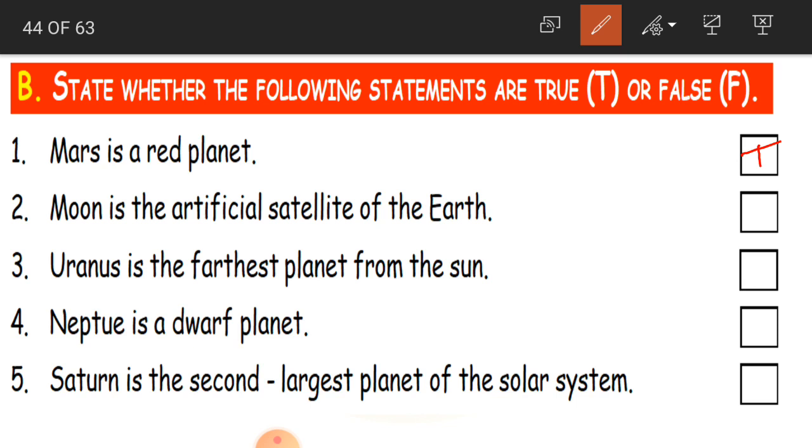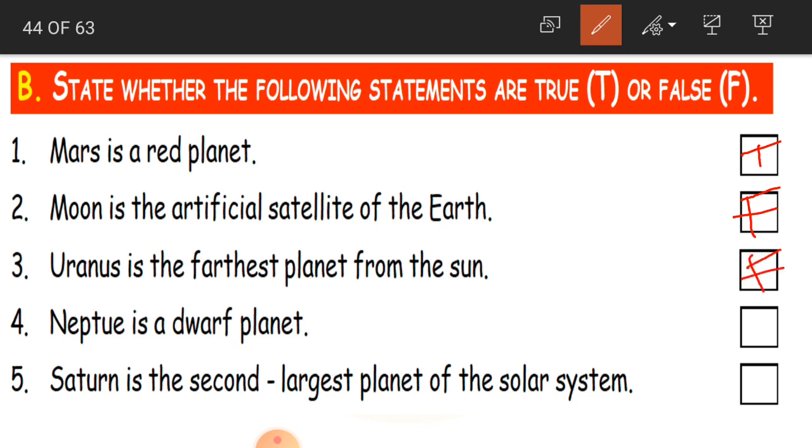Now, second one, Moon is the artificial satellite of the Earth. Is it true or false? It is false. Moon is the natural satellite of the Earth. Okay, children? Now, the third one, Uranus is the farthest planet from the Sun. Is it true or false? Uranus is the second farthest planet, but the first one is Neptune. So this is also false.